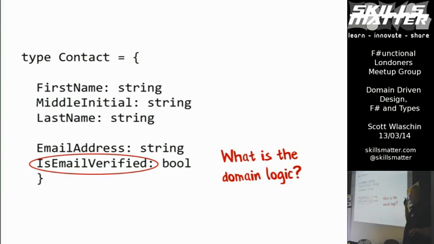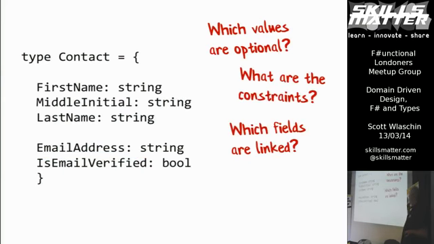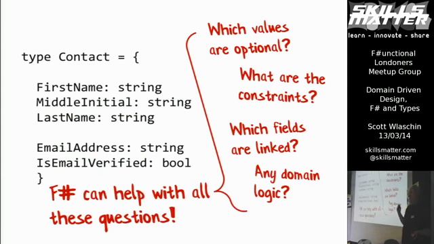It would be great if you could actually encode that logic in the type. In this particular case, the business logic is you have to reset the verify flag. If you change the email, you need to re-verify the email before you can continue. So which values are optional? What are the constraints? Which fields are linked? And what's the domain logic? F# can help with all of these questions, and in fact, Haskell can help, and OCaml can help, and so on. But I'm picking on F# tonight because it's an F# group.